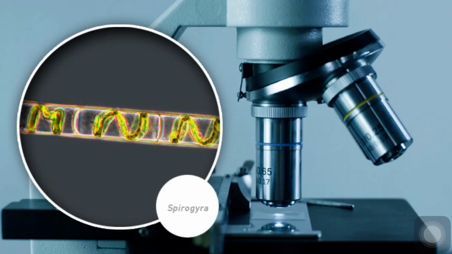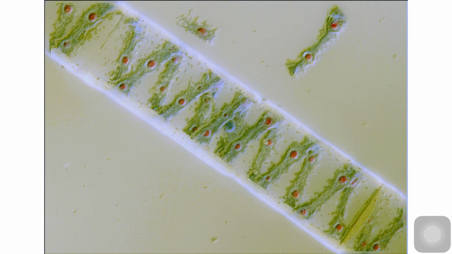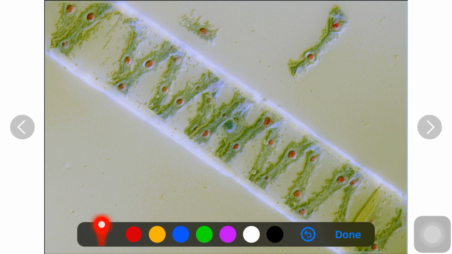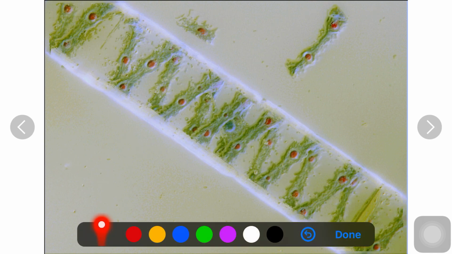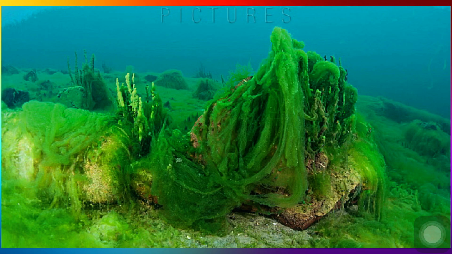Do you see the spirally arranged green thread-like chloroplast in the cells in that straight fiber? This plant is known as Spirogyra, a type of green freshwater algae. Spirogyra is so named after the spirally arranged chloroplast in its cells. Students, you all know that chloroplast is an organelle with the help of which plants prepare their own food. This is nothing but a type of algae called Spirogyra, which is included in cryptogams division 1, that is Thallophyta. This is the real image of Spirogyra in fresh water.